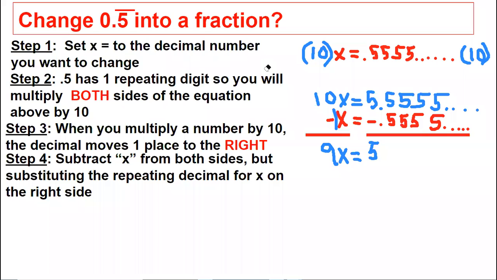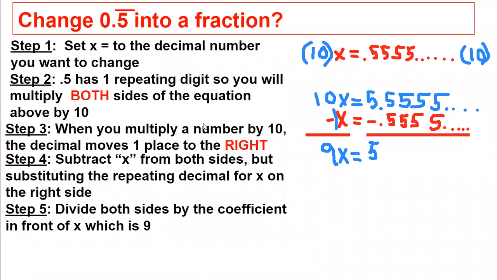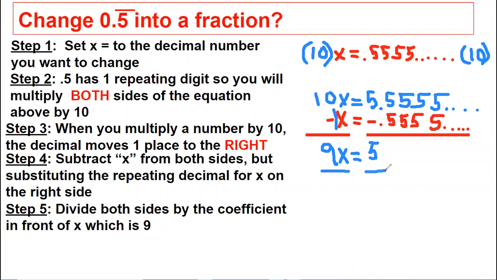9x equals 5. Step 5 is divide both sides by the coefficient in front of x. In our case, this time, we are dividing both sides by 9 because we have a 9 there this time. Why do we have a 9? Because we only had one repeating decimal, the 5, one repeating digit.